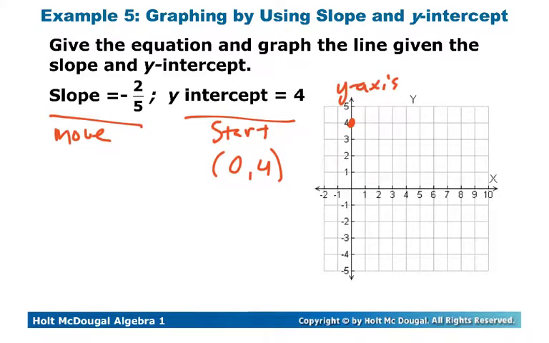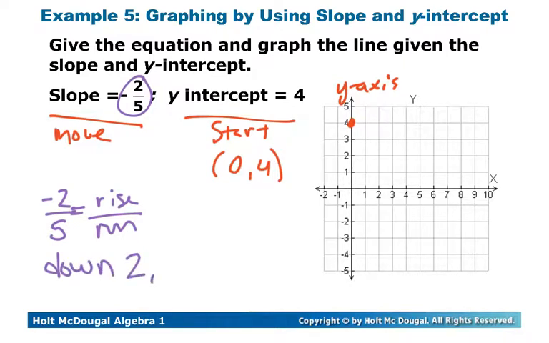Then if we're going to move, notice that we have negative 2/5, and so I'm actually going to put the negative up top and talk about how that means we're going to rise and run a certain amount. Wow, I just flipped that around. And so technically from this point that I've made, I'm going to rise down 2 and go right 5 when I move. So if I go down 2 and right 5, my new point is there.